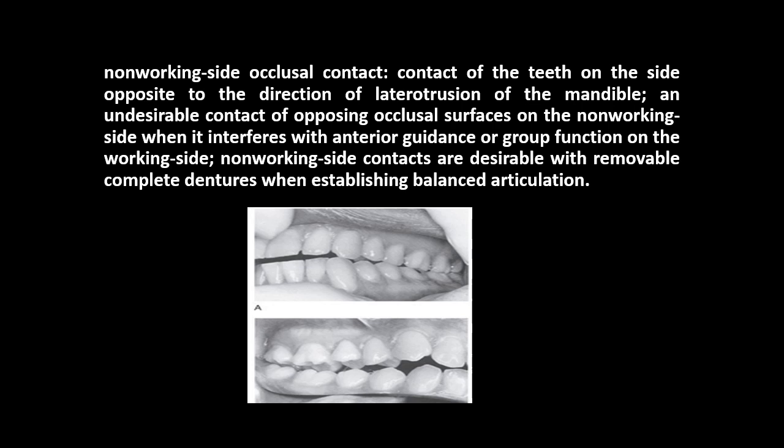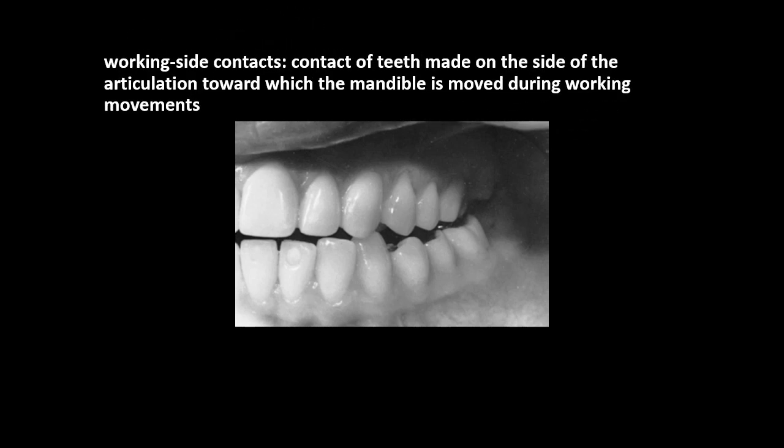In other words, we should have working and balancing contact in artificial complete denture dentition. I repeat, in natural dentition, we have contact at the working side, and contact at the balancing side is regarded as occlusal interference. As you can see in this figure, on the working side we either have a group function occlusion, in which there are multiple tooth contacts, or we can have a canine guided occlusion, or canine protected occlusion, in which the canine on the working side will disocclude the posterior teeth, as you can see in this figure.